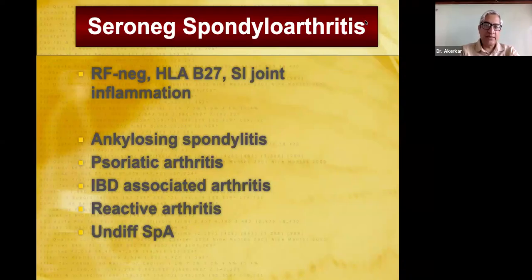What are the different types of arthritis that are grouped in the seronegative spondyloarthritis group? One, ankylosing spondylitis, something that all of you, I'm sure, must have seen on a regular basis. Psoriatic arthritis, inflammatory bowel disease related arthritis, reactive arthritis, and undifferentiated spondyloarthritis. These are the different types of arthritis that are included in this group.